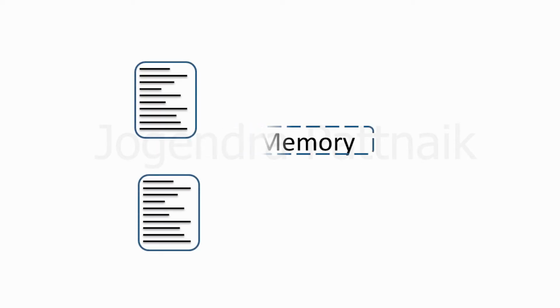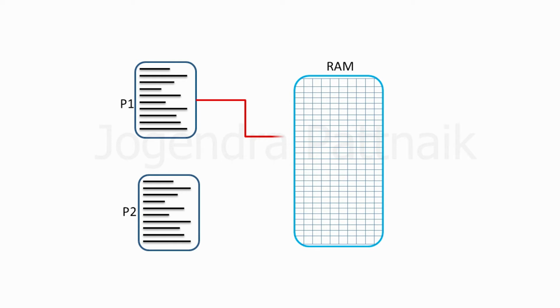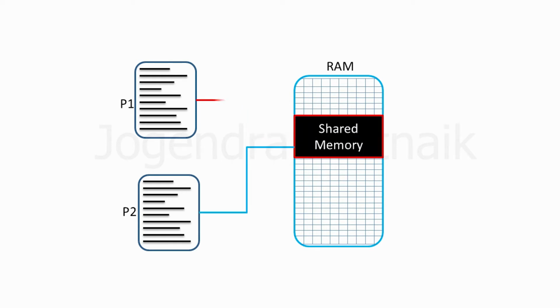Welcome, and in this video we are going to discuss shared memory systems in inter-process communication. Inter-process communication using shared memory requires communicating processes to establish a region of shared memory, which typically resides in the address space of the process creating the shared memory segment. Other processes that wish to communicate using this shared memory segment must attach it to their address space.